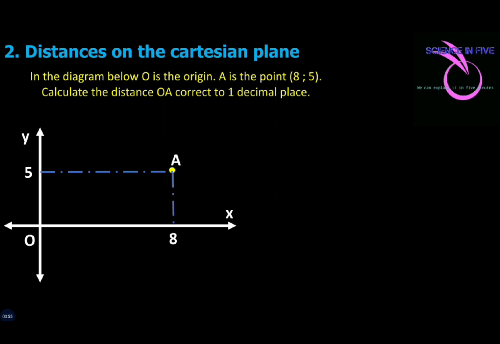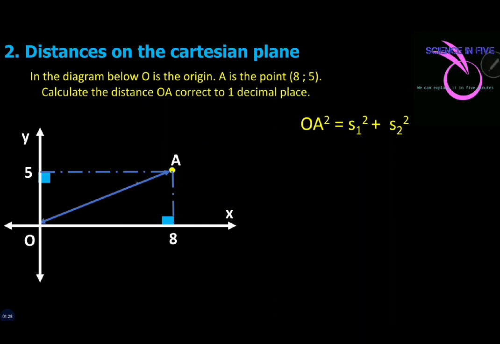So there's the point A. First thing we just need to highlight is that movement along the x-axis and the y-axis, these movements are perpendicular to each other. If you move along the x and then you move along the y, you have turned through an angle of 90 degrees. This information becomes useful because now we can make a right-angled triangle.